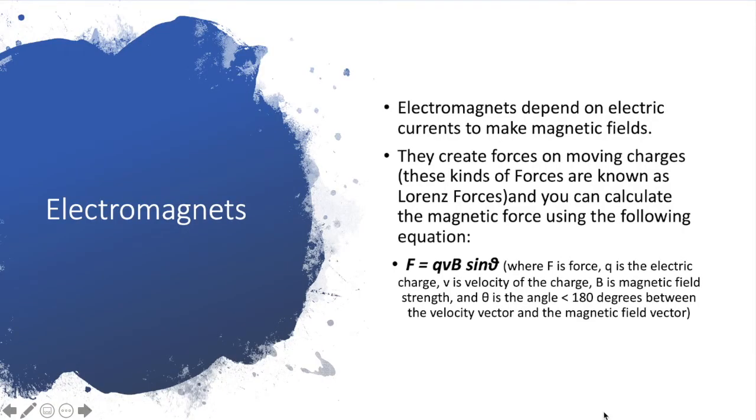Okay, so first we're going to talk about electromagnets. Electromagnets are basically magnets with electric current running through them. So they depend on electric currents to make their magnetic fields. And they create forces on moving charges, and these kinds of forces are known as Lorentz forces. You can calculate the magnetic force using the following equation, which is F equals QVB times sine theta, where F is the force, Q is the electric charge, V is the velocity of the charge, or how fast the object's going, B is the magnetic field strength, and theta is the angle less than 180 degrees between the velocity vector and the magnetic field vector.